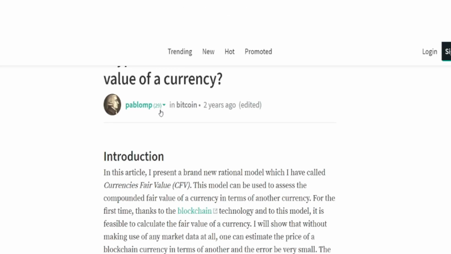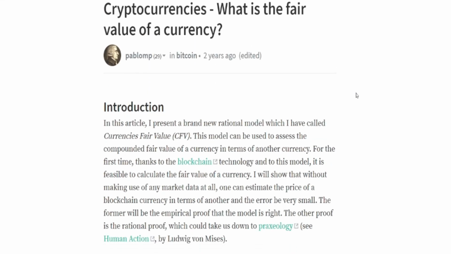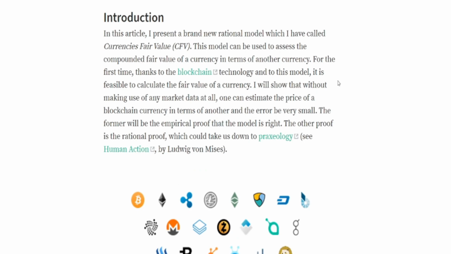So here's this person who posted this on Steemit 2 years ago. In this article, I present a brand new rational model, which I have called currency's fair value. This website is based off this one person who came up with this model. This model can be used to assess the compounded fair value of a currency in terms of another currency.